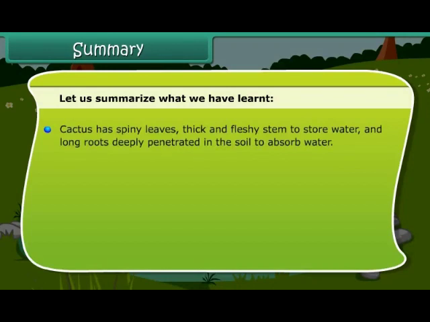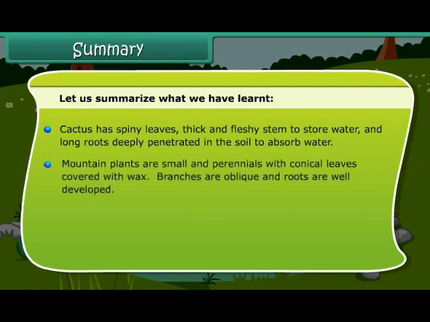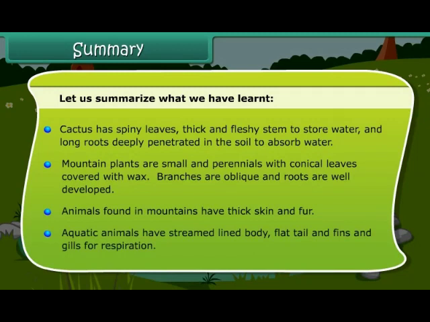Cactus has spiny leaves, thick and fleshy stem to store water, and long roots deeply penetrated in the soil to absorb water. Mountain plants are small and perennials with conical leaves covered with wax. Branches are oblique and roots are well developed. Animals found in mountains have thick skin and fur. Aquatic animals have streamlined body, flat tail, and fins and gills for respiration.